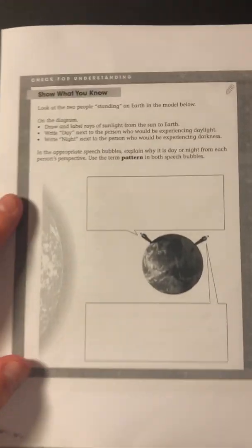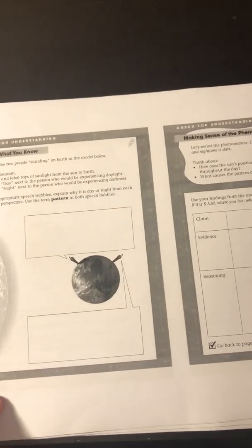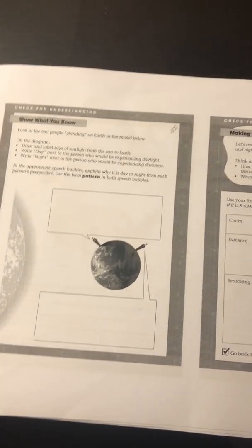The very last thing you're going to do is show what you know, all right? And then you're done. So this should take you about 2 days to do this, not too long. If there's a total of 4 sections, maybe you do observing phenomenon, and then watch this video and do section 1 and 2 today, and do section 3 and 4, and check for understanding on Tuesday, okay?